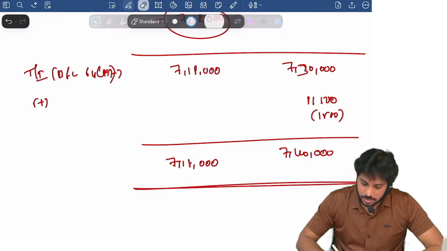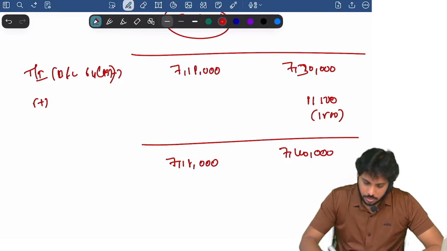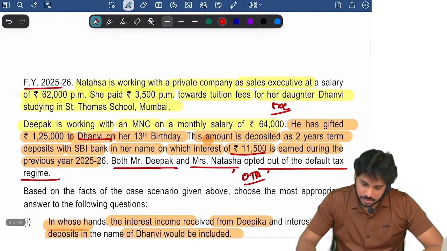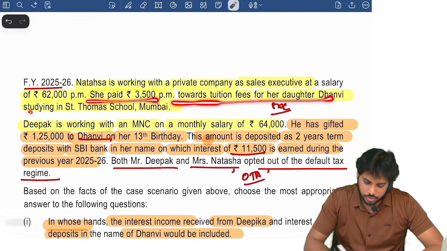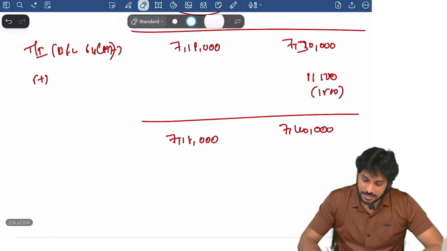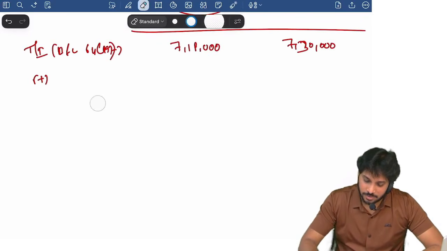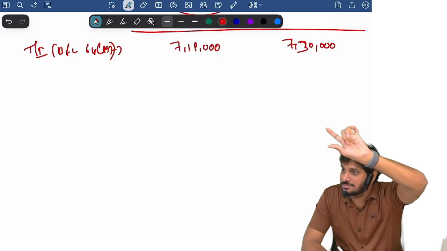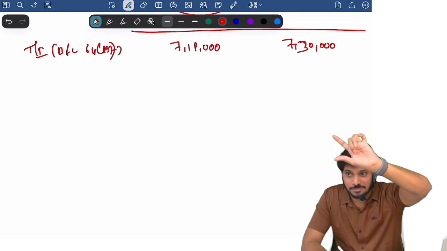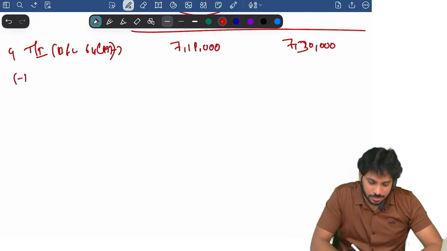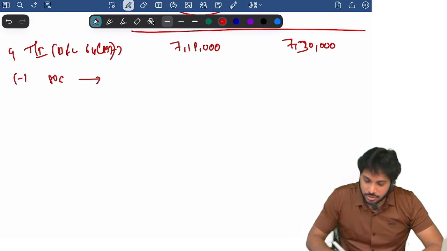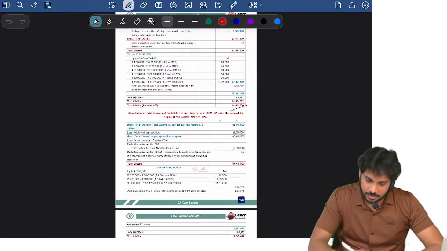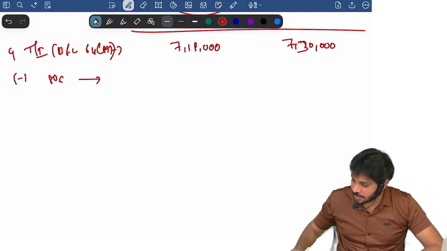Okay. Wait. What is the tuition fee she paid? 3,500 toward tuition fee. Then wait, then we need to calculate. One more important point. Before including the minor's income, whose total income is higher? Yes or no? This is gross total income minus 80C. The tuition fee the mother is paying, no? How much is the tuition fee that she is paying? 3,500. Okay. So 3,500 into 12 months, how much is it?